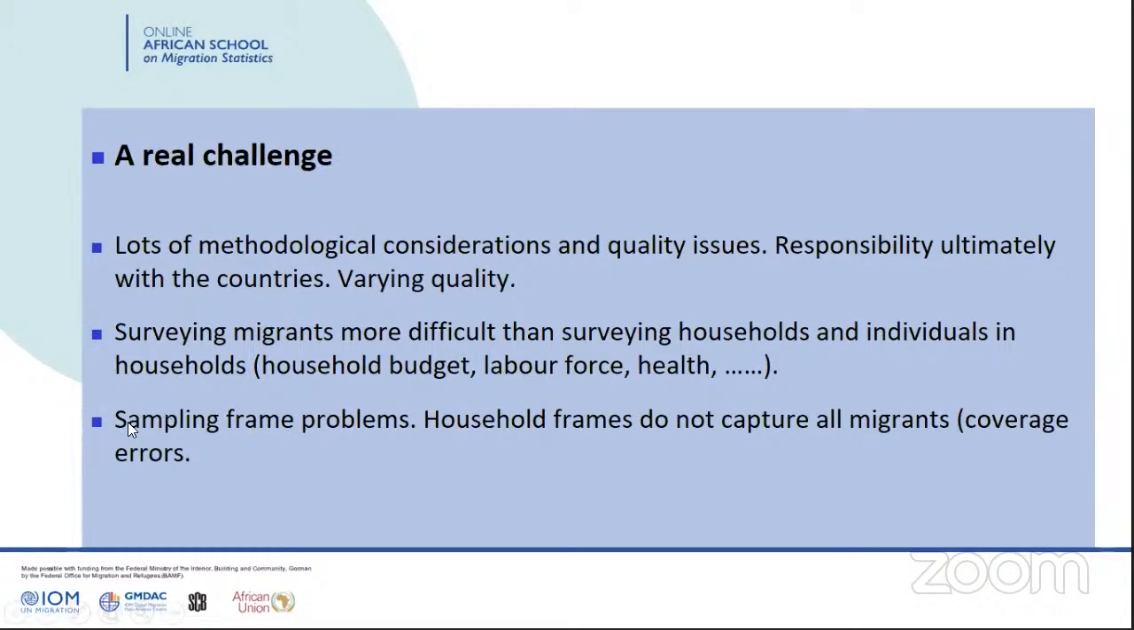Yeah, these are challenges. Let's just look at the second point. Surveying migrants is more difficult than surveying households and individuals in households. To get the proper sampling frame for migrants is much more difficult than for people living in regular households. So that is a huge problem for the migrant surveys. Those are the sampling frame problems for the migrant surveys.